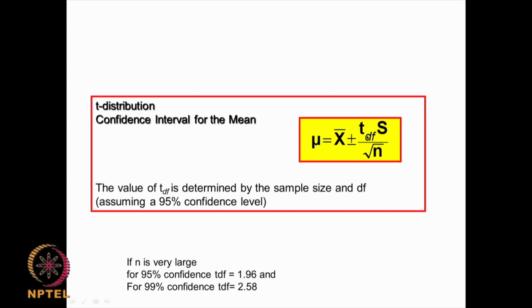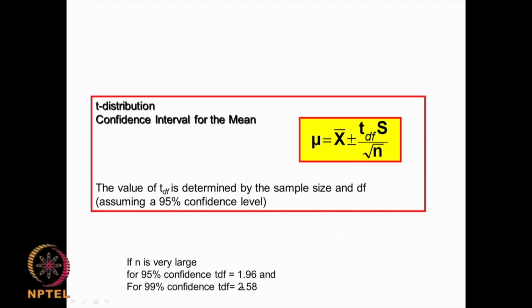T is the t value, and it will vary depending upon whether it is 95% confidence interval or 99% confidence interval. Generally, if n is large, for a 95% confidence interval, the t value will be 1.96. If n is large, 99% confidence will become 2.58. If you remember, a long time back I did mention how this 1.96 and 2.58 can logically come.